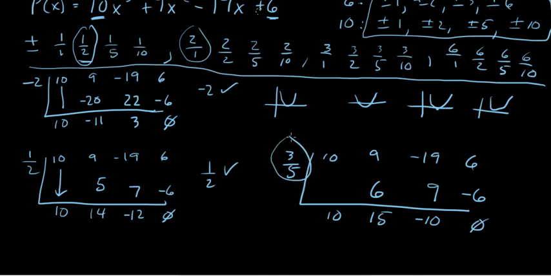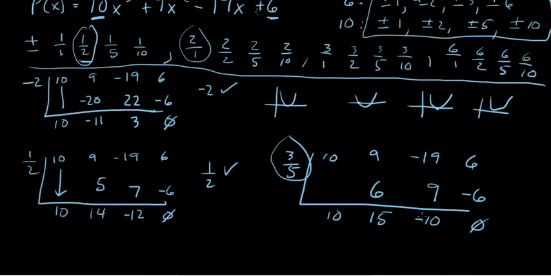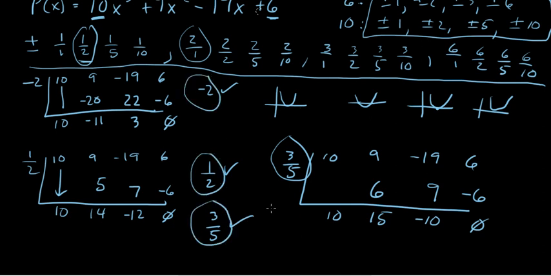And so here we have, now this is a third degree equation. You notice this right here? So that means if I've got 3 solutions, I really don't need to look any further. So 3/5, negative 2, 1/2, and 3/5. Those are my 3 solutions. Okay? That's how that works.